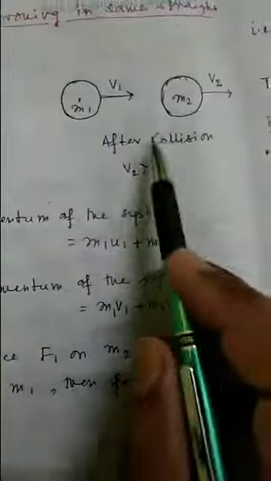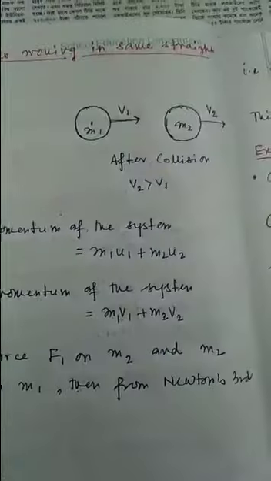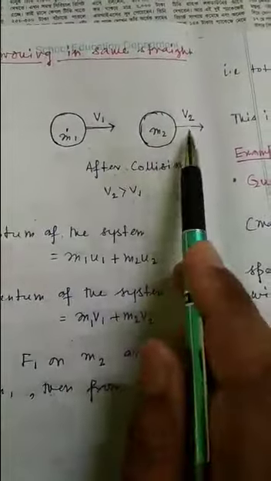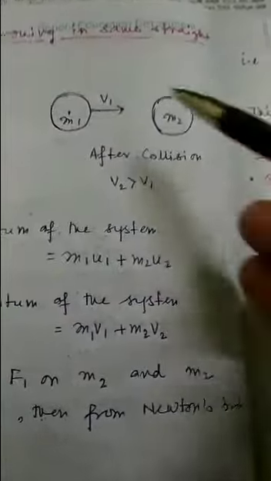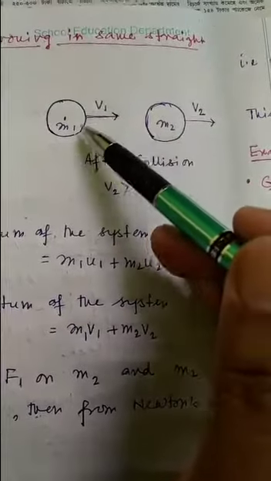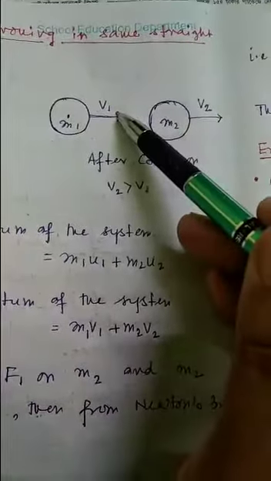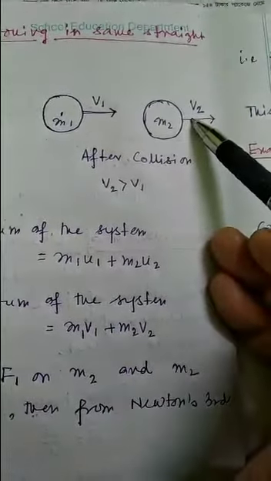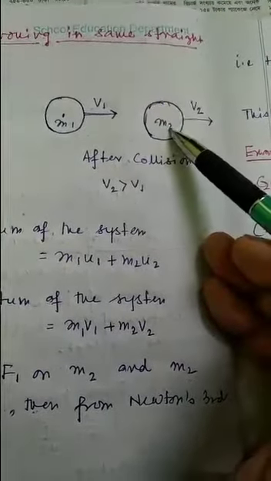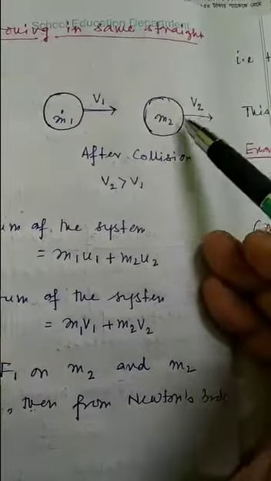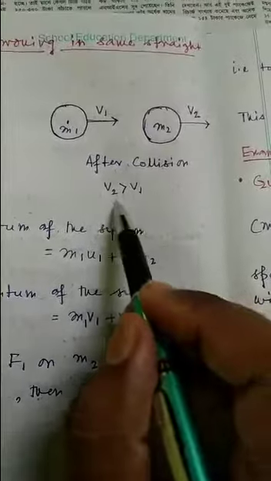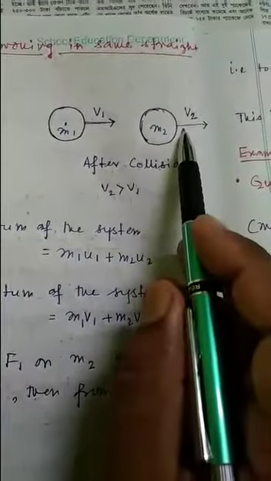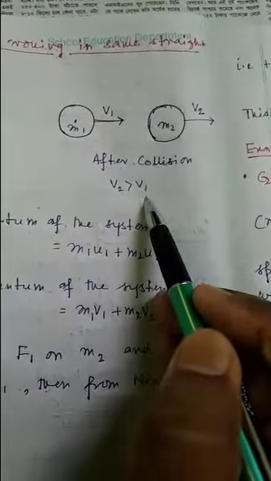After collision, as they exert force on each other, the velocity of each of the bodies should change. So the velocity of the body of mass m1 becomes v1, the velocity of the body of mass m2 is v2, and after collision let us consider the velocity v2 is greater than v1. Clear?